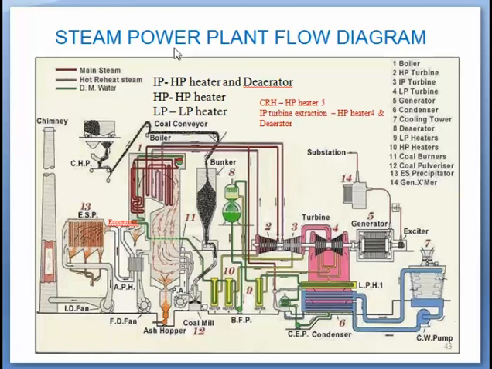Now we will see the condensate and feed water cycle. The condensate at 45 degrees centigrade is collected in the hot well of condenser. From here it is extracted by CEP and passed to the deaerator. This is deaerator. Deaerator's purpose is to remove the dissolved gases from the feed water by heating it through LP heaters and regenerative feed heating process.